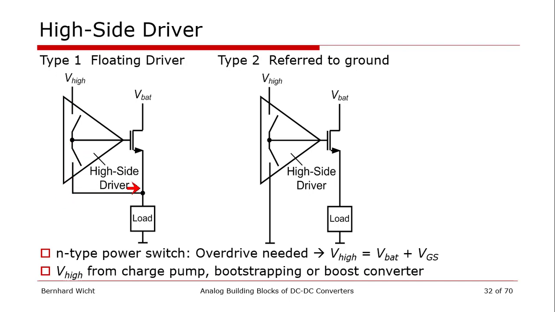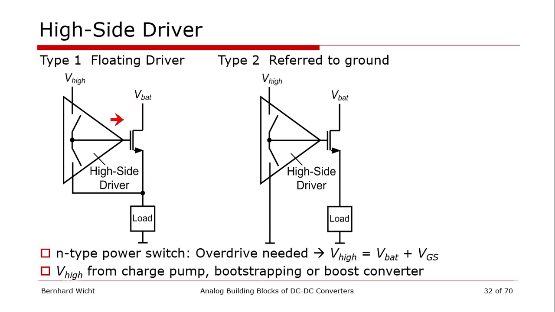And this is to make sure that we do not exceed the maximum ratings for the gate source voltage of the power transistor. If we have just a low voltage DC-DC converter, we can also use this concept here and refer the driver to ground, but it's sometimes not possible to do so. Especially if we have an N-type device here, we want to make sure that we provide the proper gate overdrive. If you imagine the device turns on, then our switching node will approach battery voltage potential here.